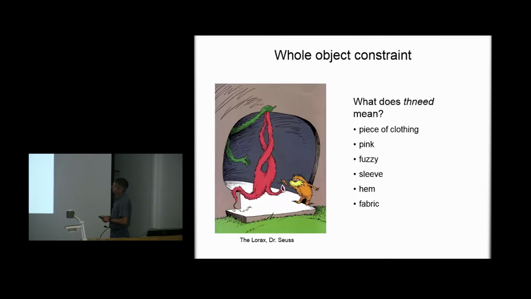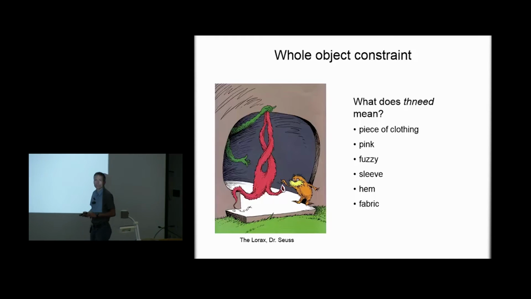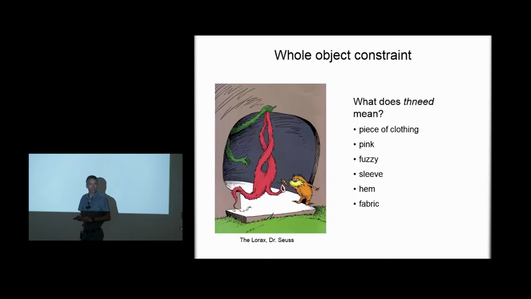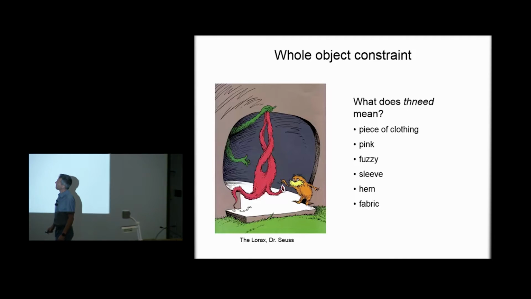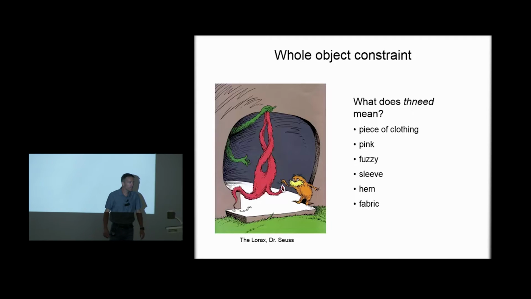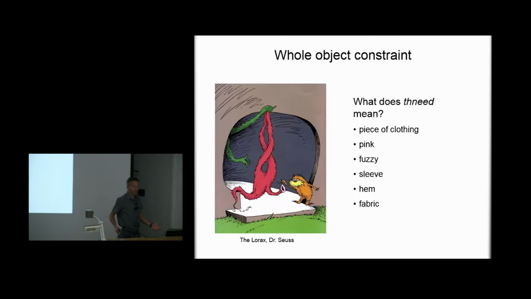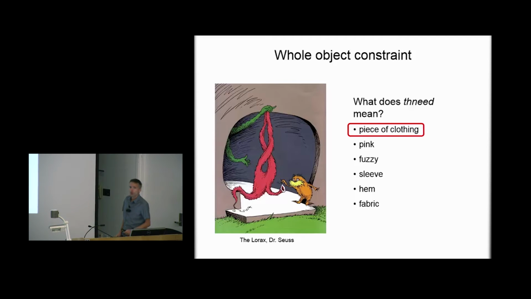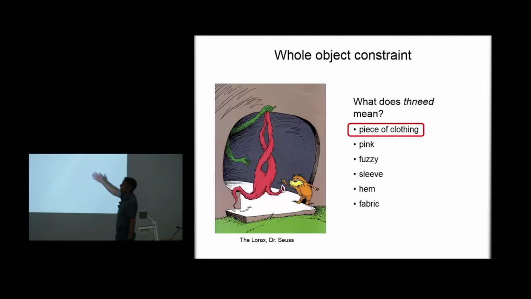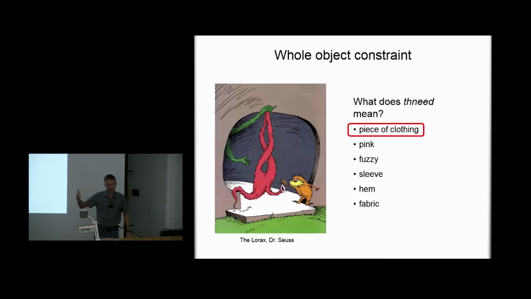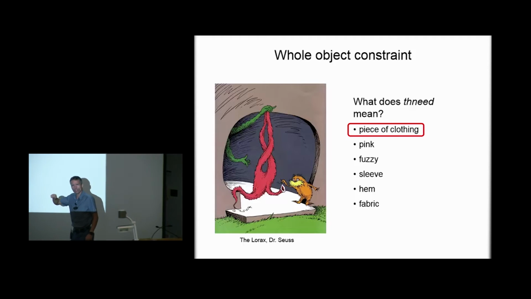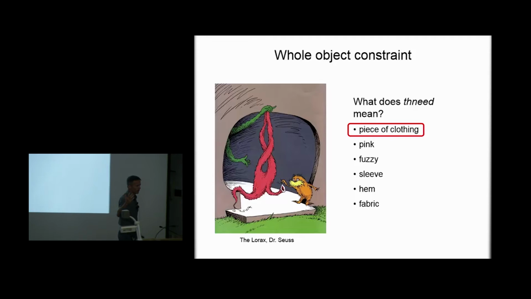The whole object constraint says that kids assume that words mostly refer to whole objects. You're probably talking about a noun, one whole thing. So if, in this example, somebody hears the word thneed, what does the word thneed refer to in this context? Well, it's probably a piece of clothing. It's probably something whole, and not some aspect of the object, like the fact that it's pink or fuzzy or it has a sleeve or there's a hem or that it's made out of fabric. So the whole object constraint says it's probably the whole object and not some substance that makes up the object or some aspect of it.